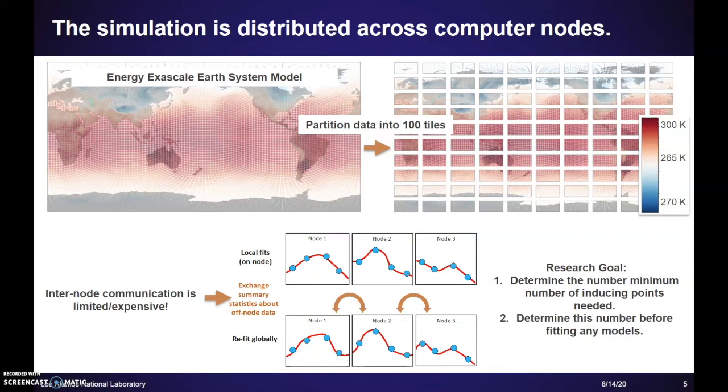And as you remember, we get to choose how large our model is by choosing the number of inducing points. So if we choose more inducing points, we get a better fit of the model, and if we choose fewer, we don't have to transmit as much data. So this is the motivation behind my project, trying to find 1, the minimum number of inducing points we need to represent the data adequately, and 2, to determine this number before we fit any model.